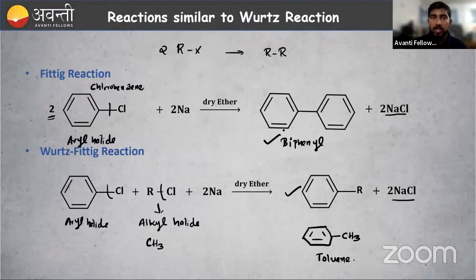So Wurtz reaction we have studied. Next one, Fittig reaction. Then we are combining the Wurtz reaction and Fittig reaction. So what is the name of that one? Wurtz-Fittig reaction. First case, alkyl halide. Second case, aryl halide. Third case, we are taking one alkyl halide, one aryl halide. So I hope this one is clear to you. Wurtz reaction, Fittig reaction, Wurtz-Fittig reaction, right? So you have to just take the alkyl part, join them together. Aryl part, join them together. One alkyl part, one aryl part, join them together. So that is all about these reactions.